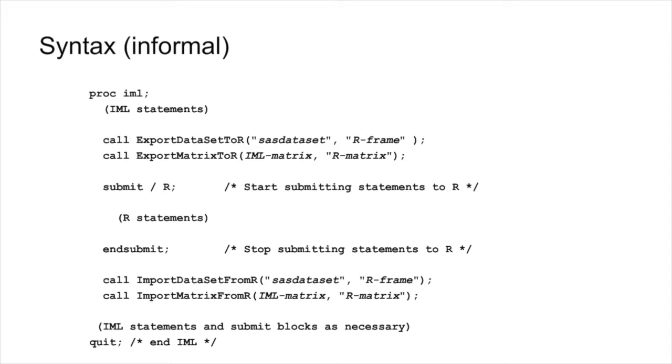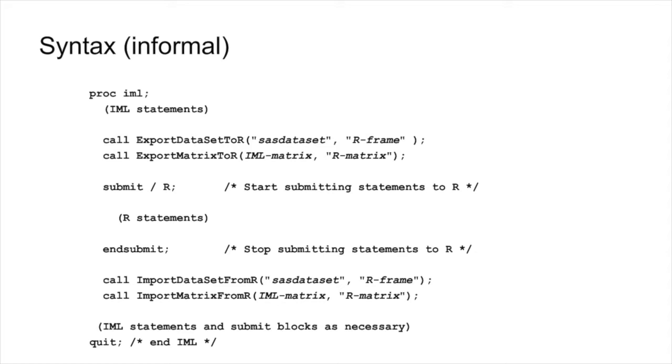There are two functions that copy data to R. Call export data to R, which is for data, copies a data set to an R data frame, and call export matrix to R, which copies an IML matrix to R. And two functions that are absolutely reverse. Call import data set from R, which copies an R data frame to a SAS data set, and then there's call import matrix from R, which copies an R matrix back to IML.